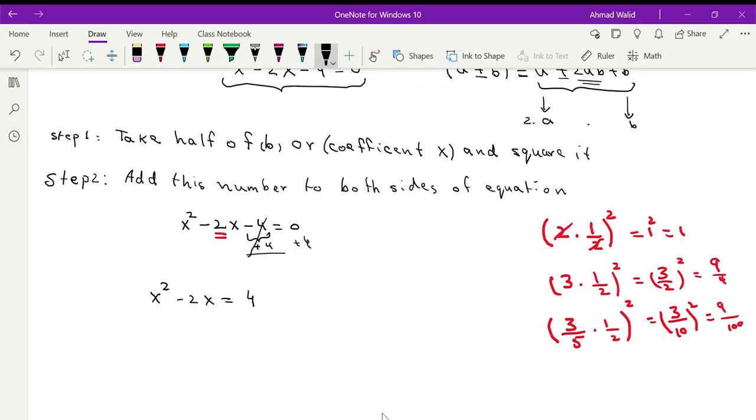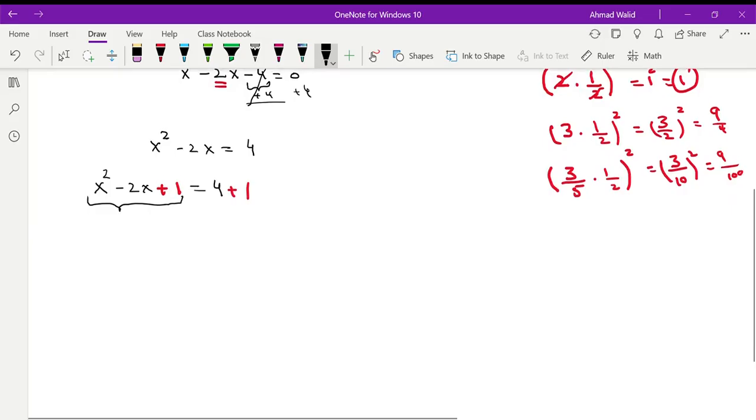It means do this. X squared minus 2x. What was the half of b that we squared? It was this number 1. I will add 1 to this side, and I will add 1 to the right side, to both sides. Simplify the right side, and you can see easily that your left side becomes a perfect square trinomial.